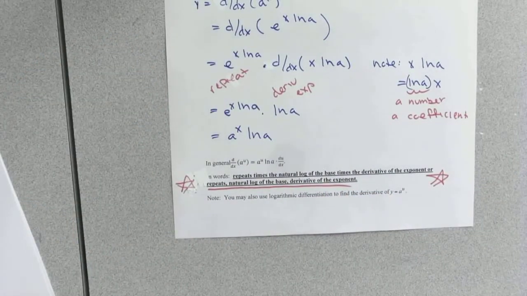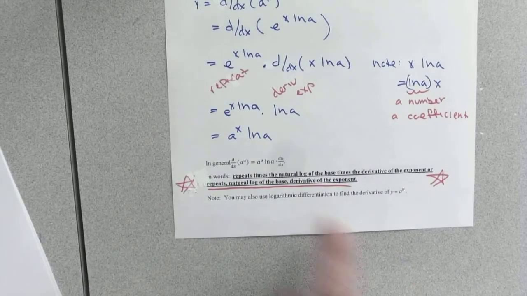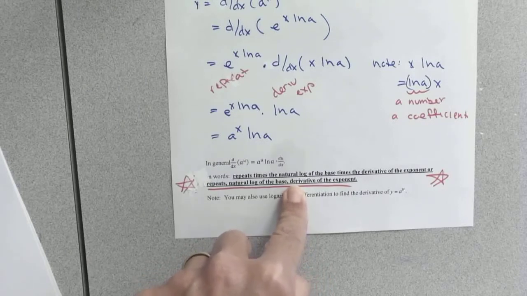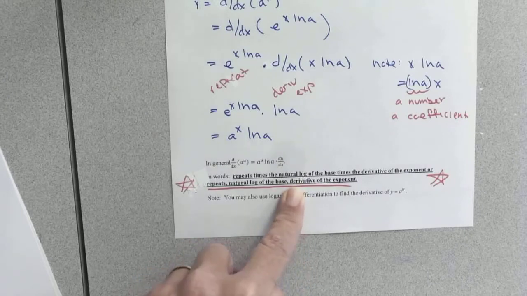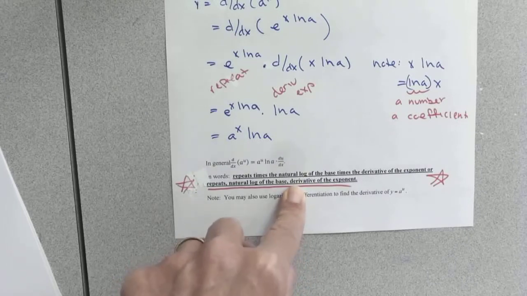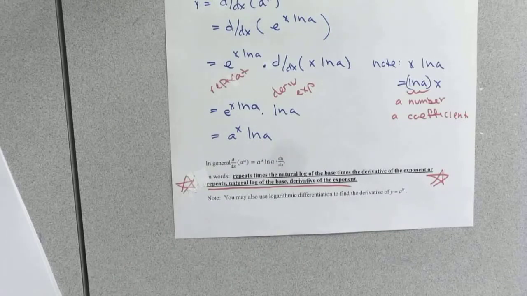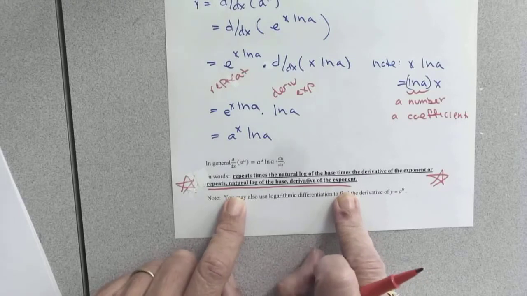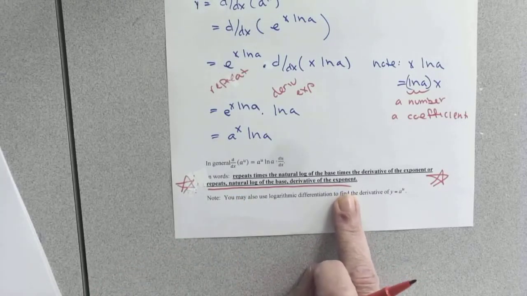Those words work all the time, even for e. So if you can only remember one set of words: for e, I told you to remember repeats derivative of the exponent. For a to the u, a different number base instead of e, I'm telling you repeats natural log of base derivative of exponent. These words work all the time, even with a base of e. So if you can only remember one set of words, here it is. Repeats natural log of base derivative of the exponent. And that's rolling in the chain rule. Now that's what I recommend you do. Learn those words.